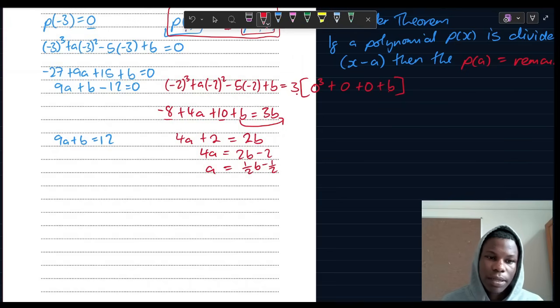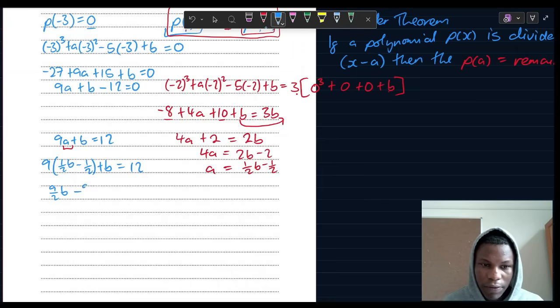And then we can just substitute this a here with a half b minus a half. So you get 9 times 1 over 2b minus 1 over 2 plus b is equal to 12. So 9 times a half b, that's 9 over 2b. 9 times negative a half, negative 9 over 2 plus b is equal to 12. And now we want to make b subject of the formula. We've got 9 over 2 plus 1. That gives us 11 over 2b.